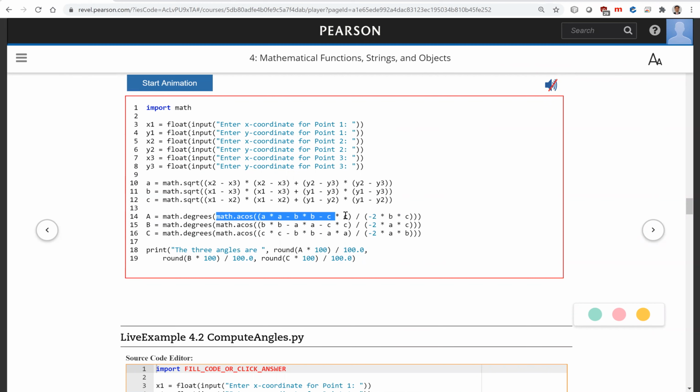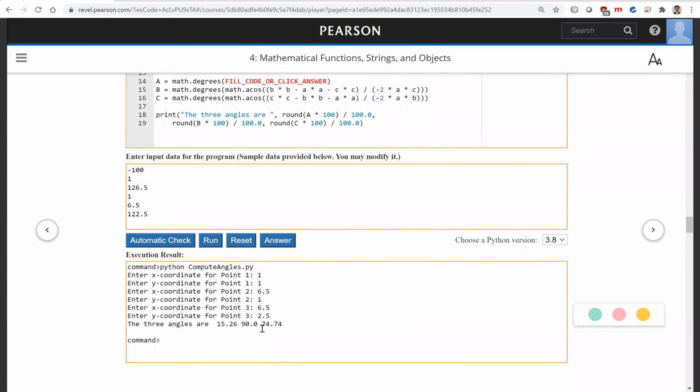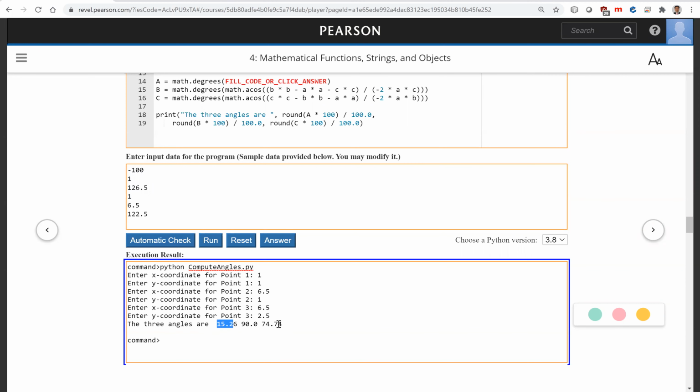For these angles, we need to convert the radians into degrees. So math.degrees will give us the degrees. And after we get the degrees, we want to have 2 numbers after the decimal point. So we are going to multiply by 100, round it, and then divide by 100. So this is the program, and here is the example. You enter all this input and obtain the result as this.